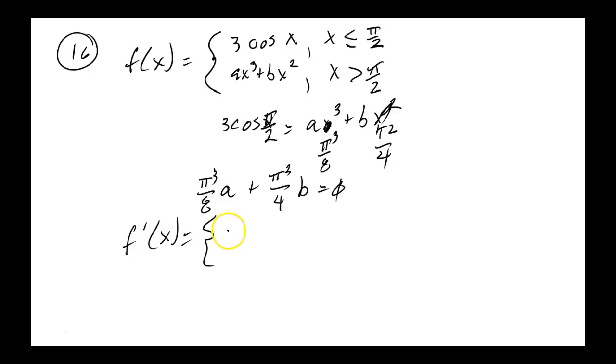That would be negative 3 sine x for x less than or equal to pi halves. And it would be 3ax squared plus 12x. No, that's a 2.